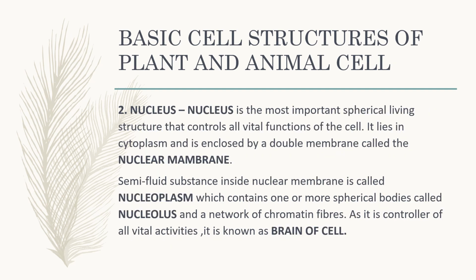Now we will take the second basic structure which is common in the plant and animal cell, that is nucleus. Nucleus is the most important spherical living structure that controls all vital functions of the cell. It lies in the cytoplasm and is enclosed by a double membrane called the nuclear membrane. Semi-fluid substance inside the nuclear membrane is called nucleoplasm, which contains one or more spherical bodies called nucleolus and a network of chromatin fibers. As it is the controller of all vital functions, it is known as the brain of the cell.